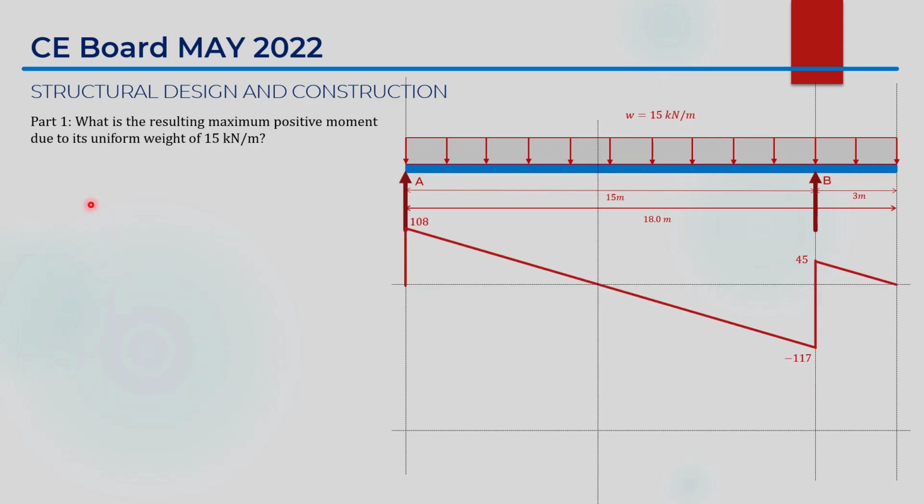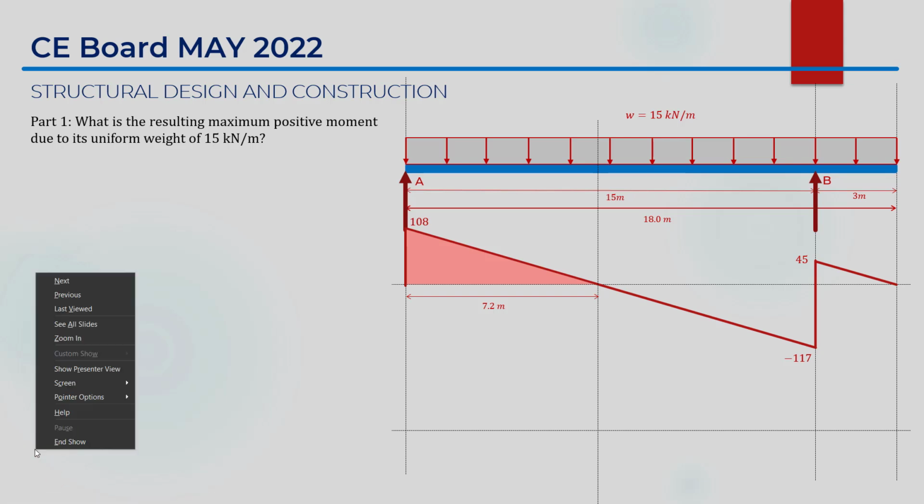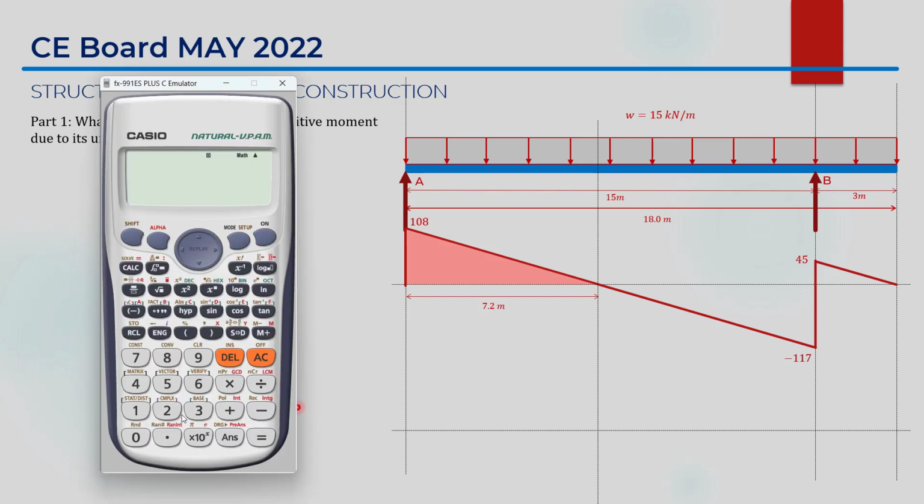What is the moment diagram? Since we already have the shear diagram, let us make the moment diagram. In part 1, we can already answer our question: what is the resulting maximum positive moment due to its uniform weight of 15 kN? To find the moment, we illustrate it here. Let us get these areas. This would be 7.2. How did it become 7.2? This is 108, the shear, divided by 15.